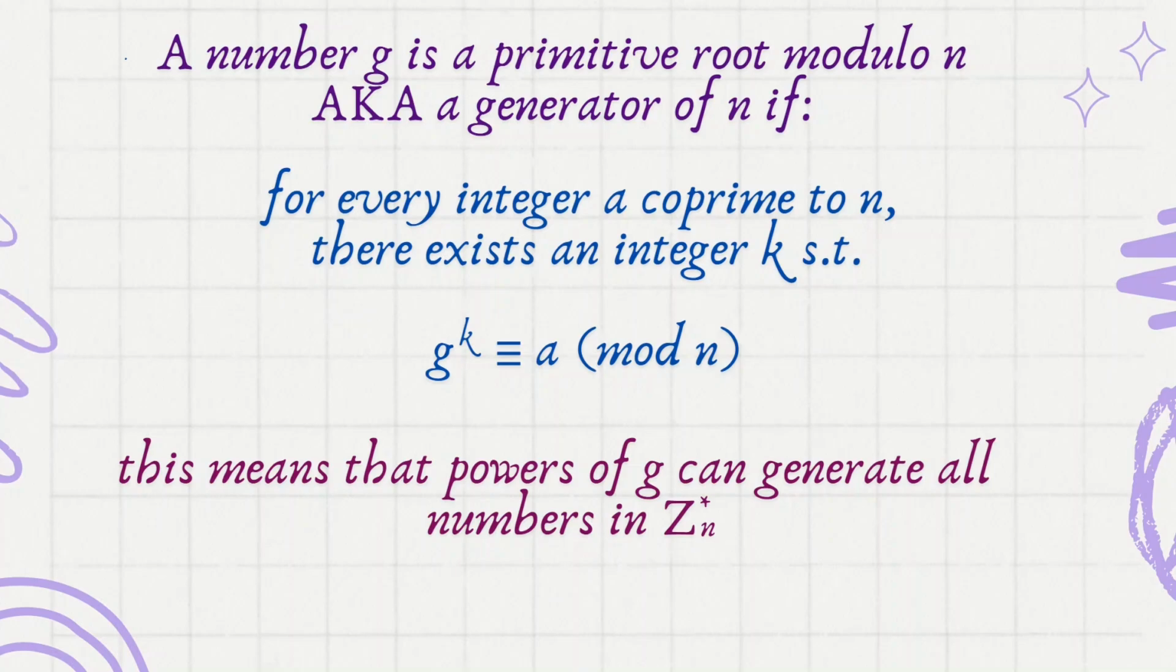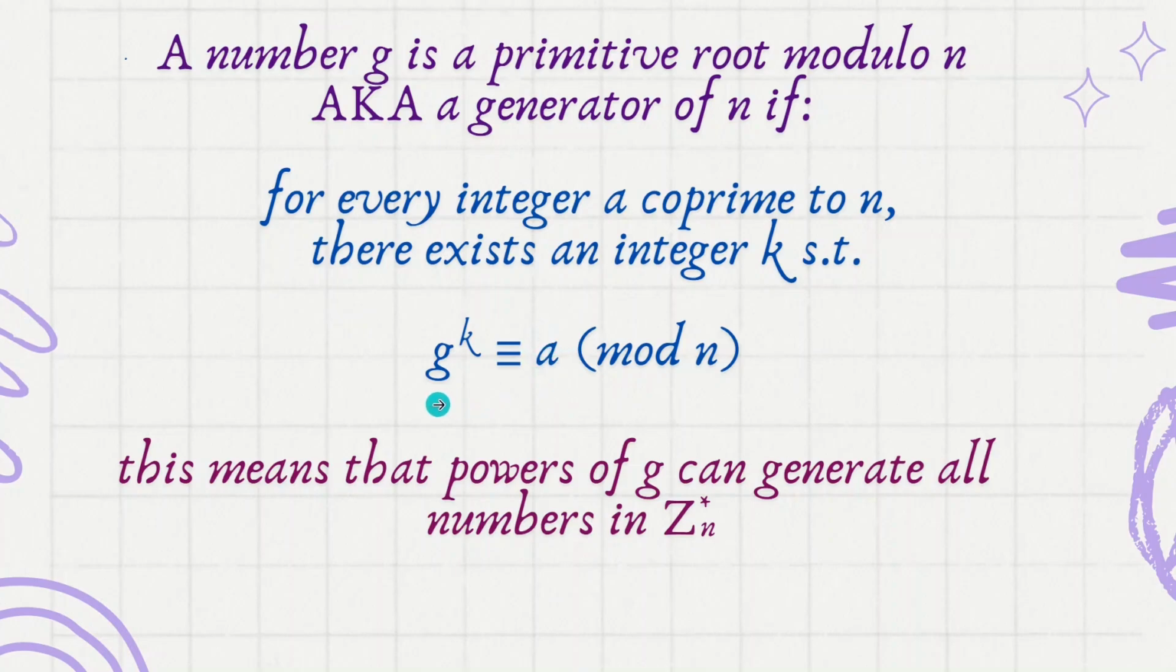So what is a primitive root? A number g is a primitive root modulo n, also known as a generator of n, if for every integer a coprime to n, there exists an integer k such that g to the power of k is congruent to a mod n. This means that powers of g can generate all numbers in Zn star. What does this mean? Any one element g in Zn star, if I raise that to various different powers, I can generate all the elements in Zn star.